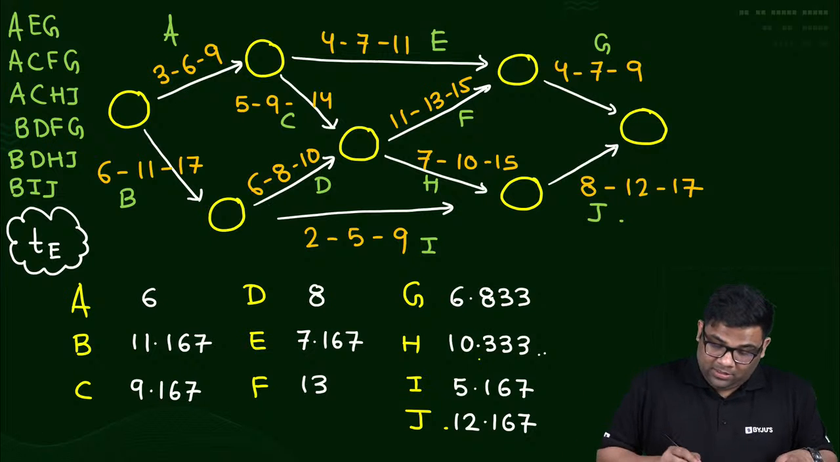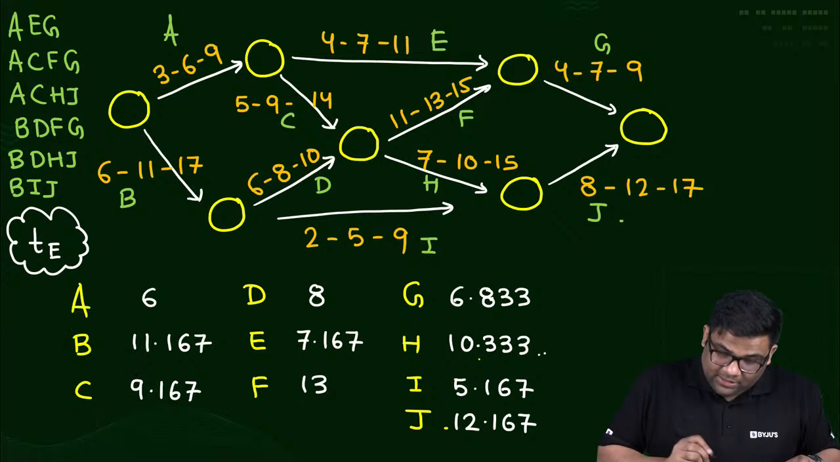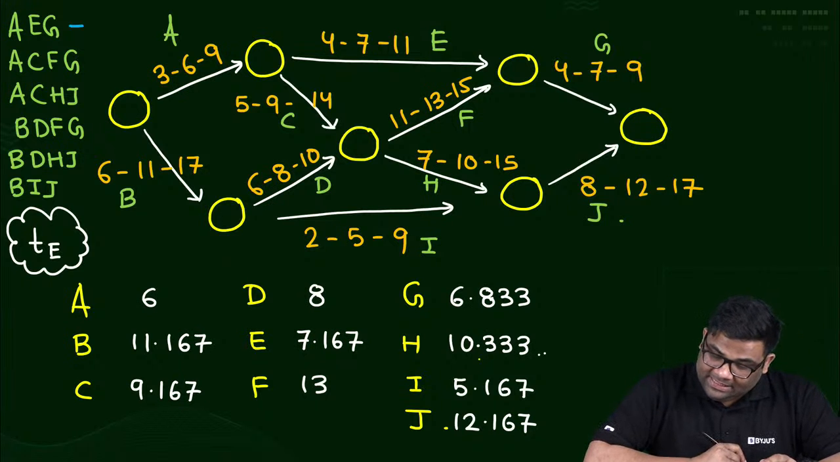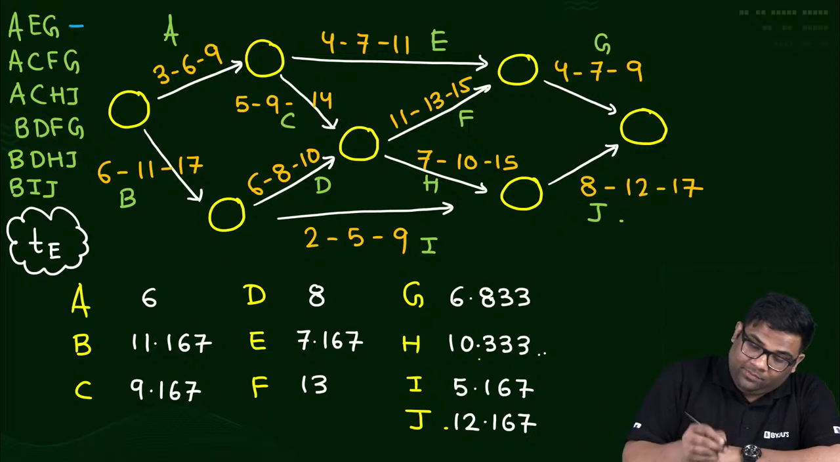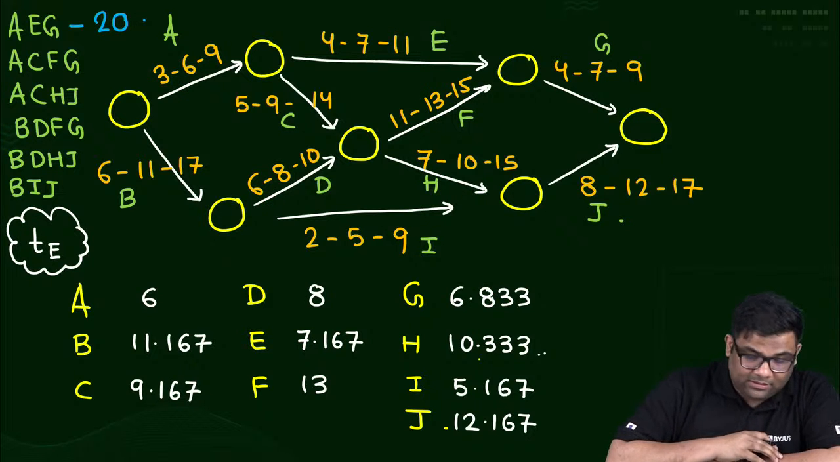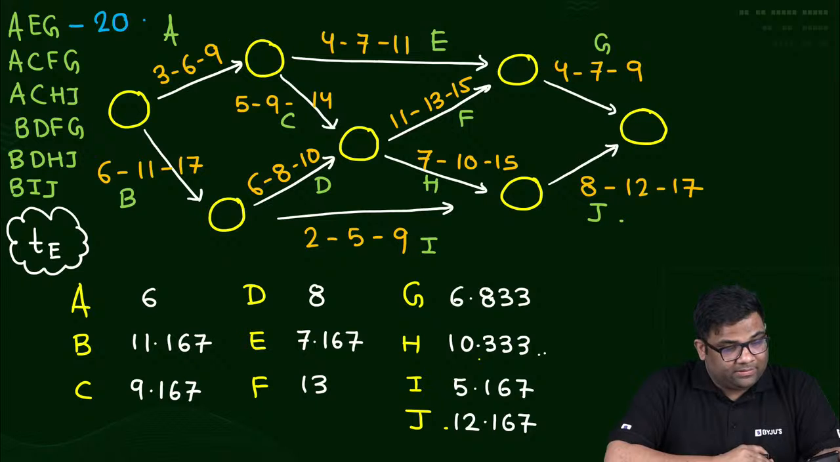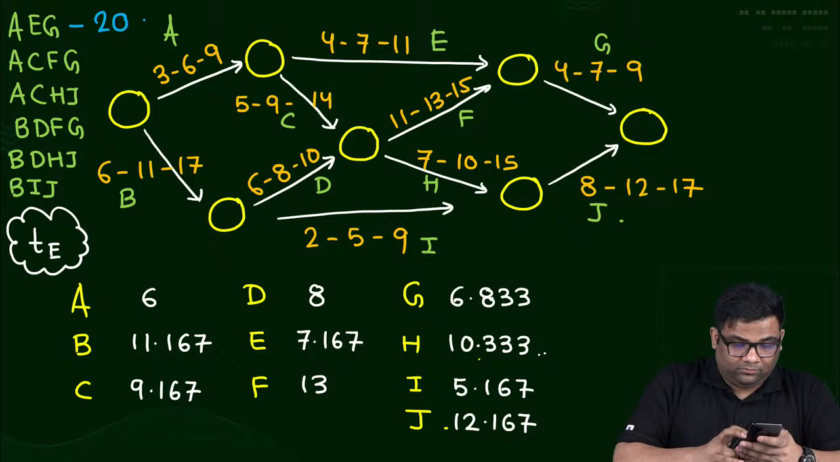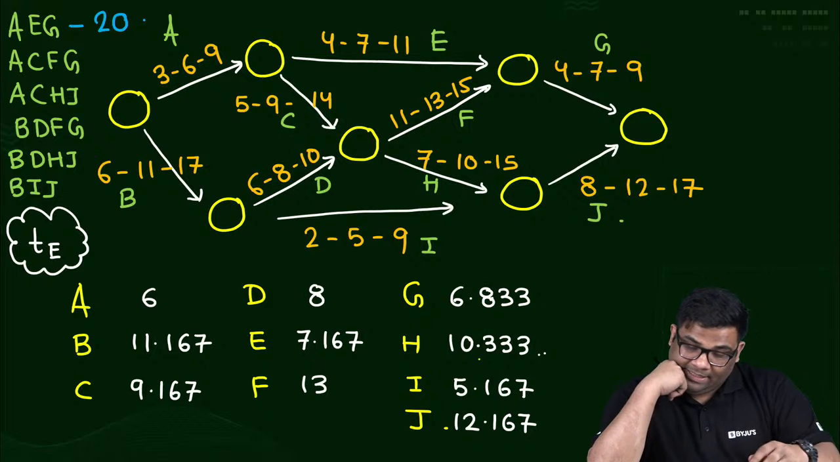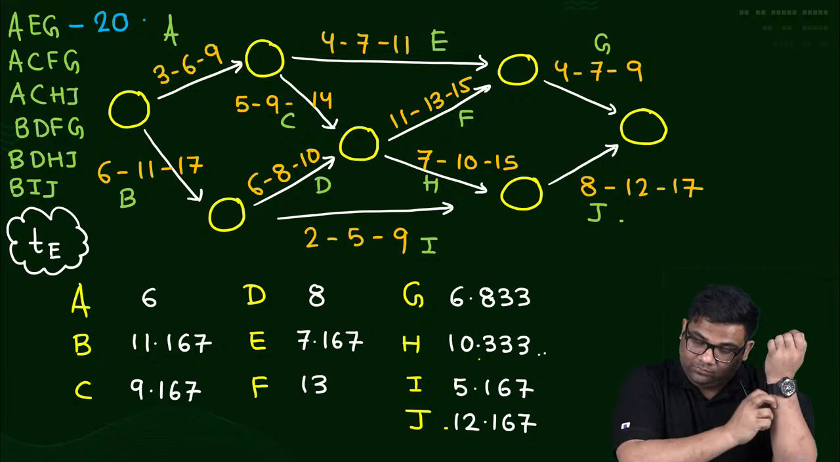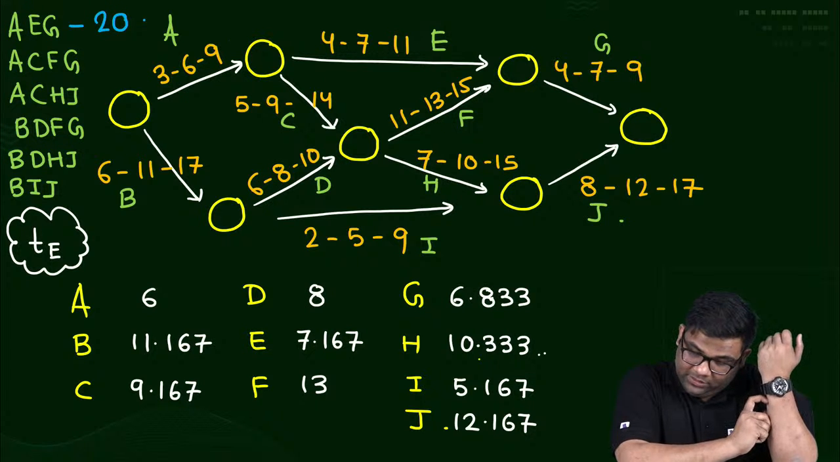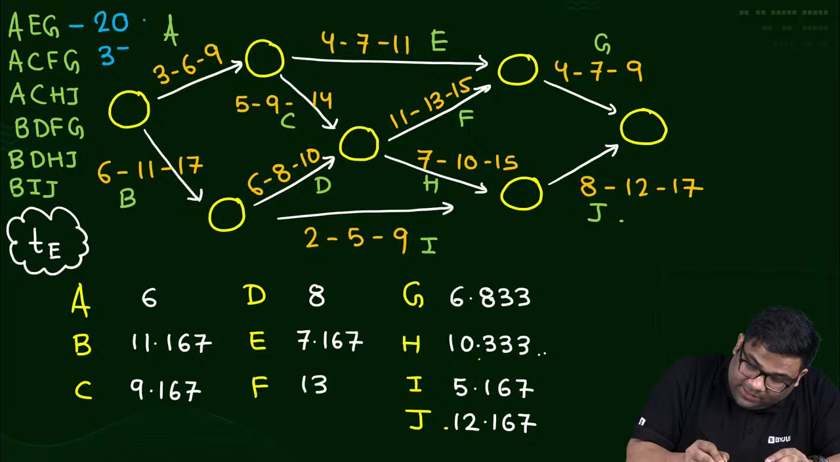Okay, possible paths. So let us find out the critical duration. For each path, how much are you getting? For AEG, it is how much? AEG is 13, 19, 20. This is 20 days. Then ACFG: 15, 28, 29, 35. This is 35.